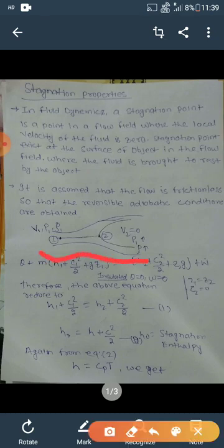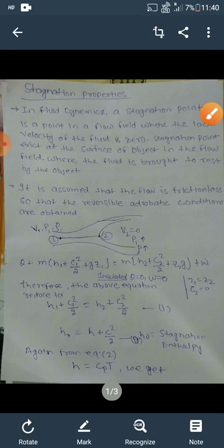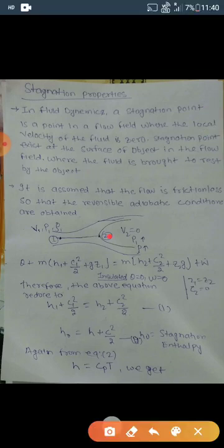So here is a point 1 and here is point 2. At point 1, I consider velocity V1, pressure P1 and density rho 1, and at point 2, velocity V2 is equal to 0, and pressure increases and density also increases. So that point, where the velocity is 0, is called a stagnation point.